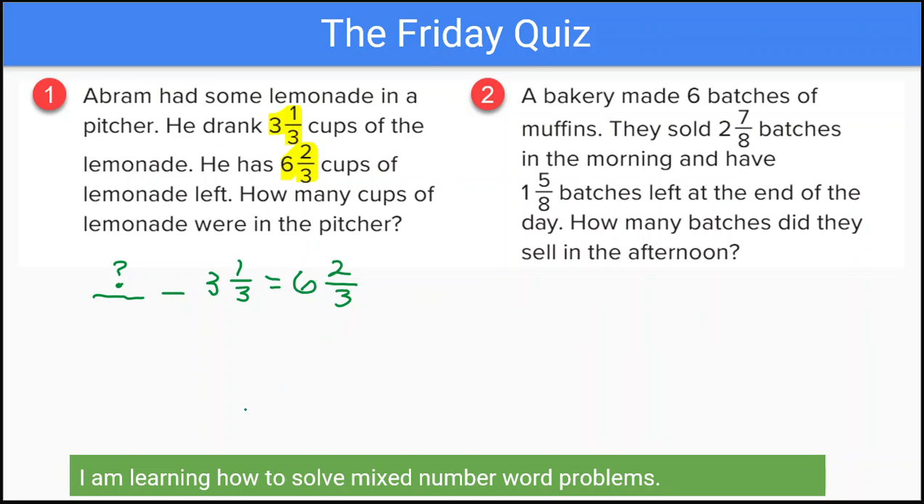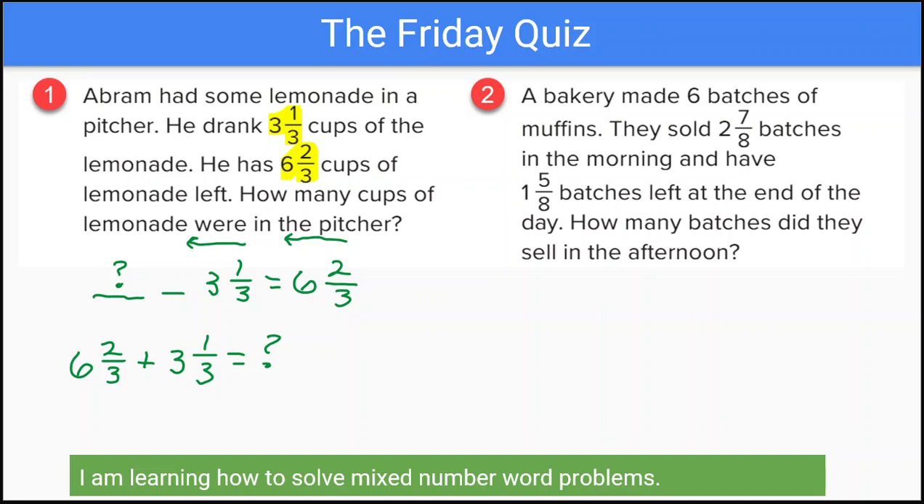So this is a subtraction problem, but we know that the opposite of subtraction is addition. So we could work this backwards. Take how much is in the pitcher, go ahead and add back in the amount that he drank, and that would be the amount that you started with. So we can rewrite this like this. In the end, he had 6 2/3, plus put back in the amount that he drank, 3 1/3, equals how much he started with.